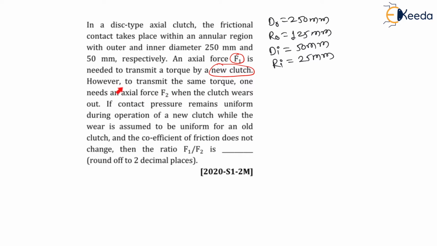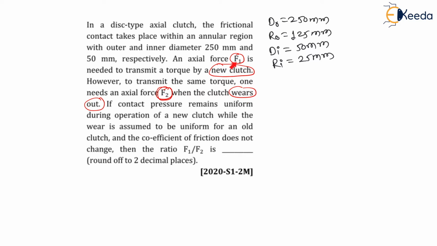Now again, however, to transmit the same torque, here same torque we are transmitting, one needs an axial force of F2 when the clutch wears out. Now my dear students, to transmit the same torque we need force F2 when the clutch is worn out. Now after wearing out, the clutch becomes old and we have to use uniform wear theory.